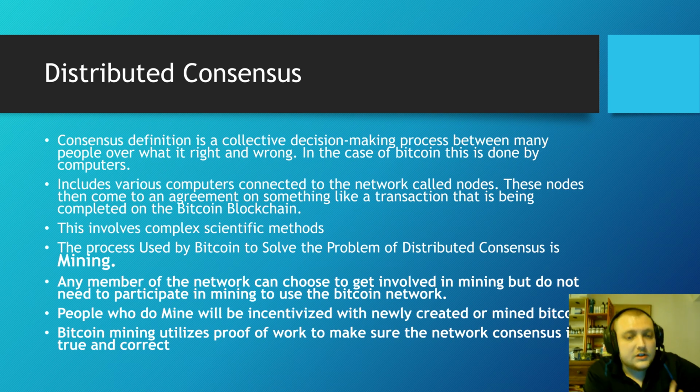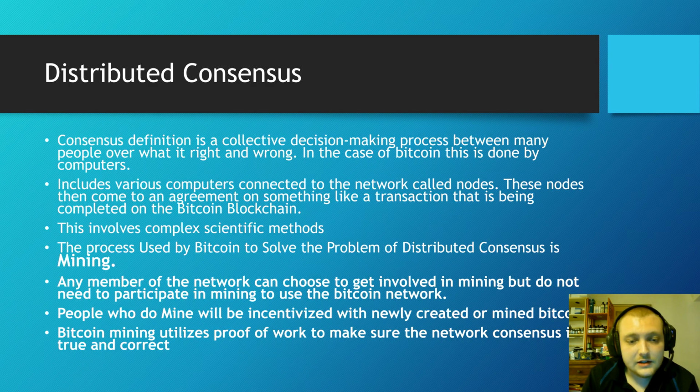So next we'll go over distributed consensus. And this is what the Bitcoin blockchain utilizes. The consensus definition is a collective decision-making process between many people over what is right and wrong. In the case of Bitcoin, this is done by computers. It includes various computers connected to the network called nodes. These nodes then come to an agreement on something like a transaction that is being completed on the Bitcoin blockchain. This involves complex scientific methods. The process used by Bitcoin to solve the problem of distributed consensus is mining.